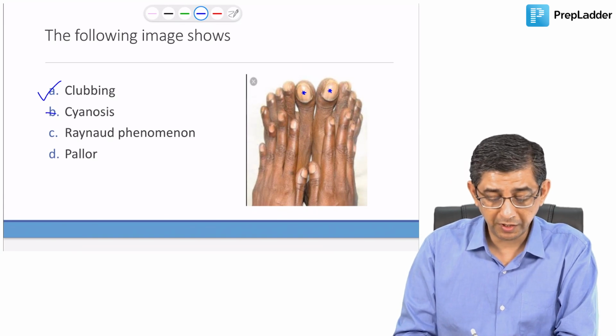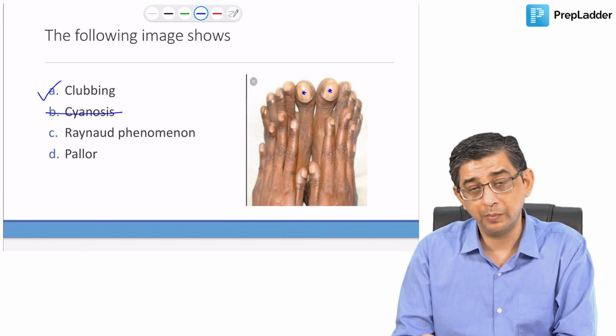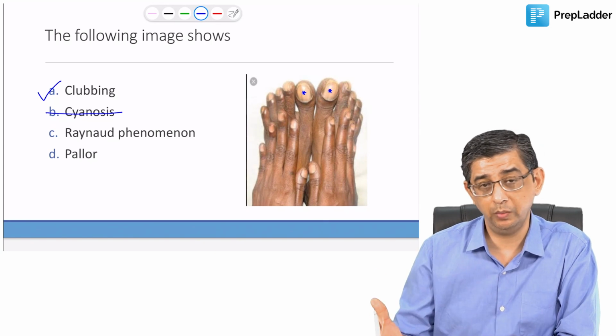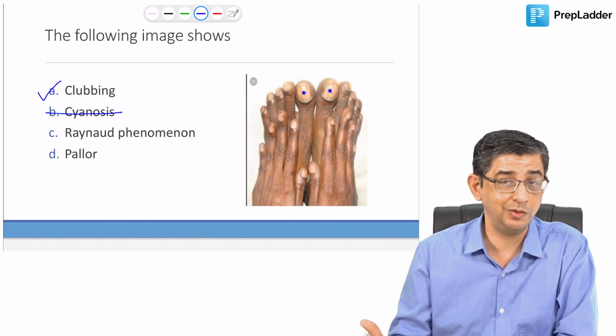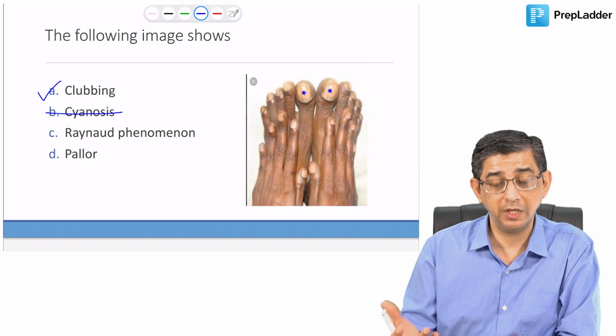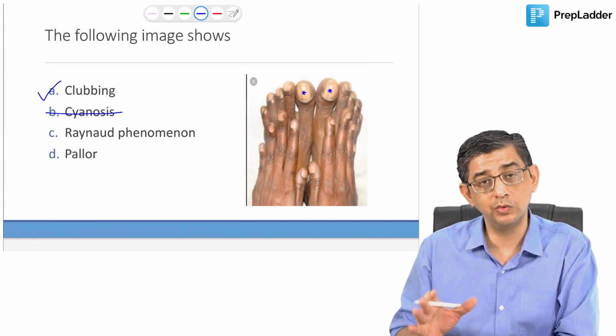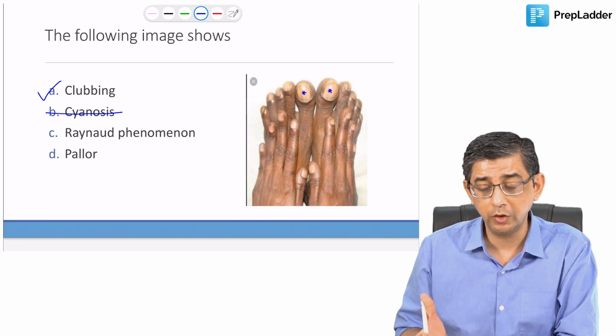Well, cyanosis is very difficult to make out in an Indian population because we are dark skinned as compared to Americans. So it's highly unlikely that they gave cyanosis in the image, as some of you were saying, because anyway in a dark-skinned person, cyanosis will usually not be seen. So it's unlikely to be mentioned.